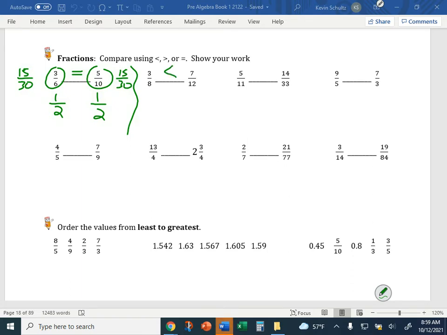Okay, so using common denominators here, we can rewrite 3/8 out of 24ths by multiplying by 3 and 3. Gives us 9/24. 7/12, we'd multiply by 2 and 2, and that gives us 14/24, and 9/24 is less than 14/24. Anybody use a different method?